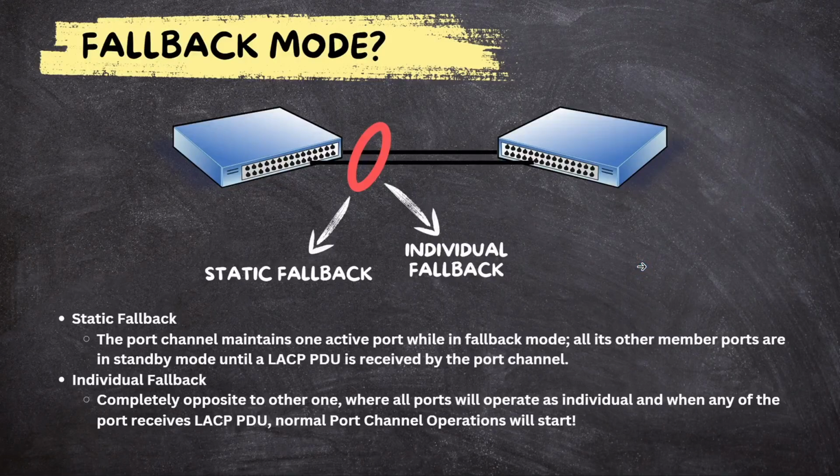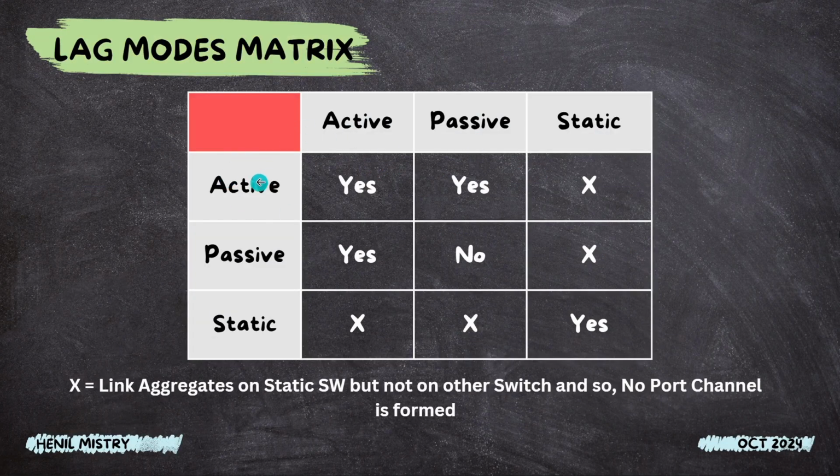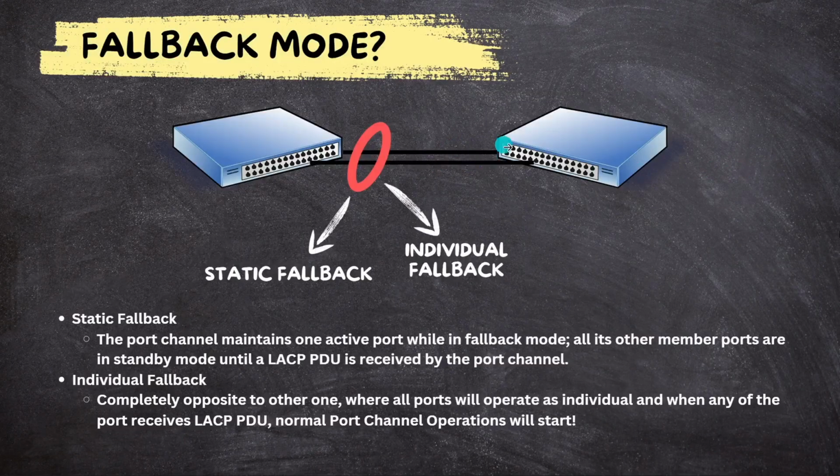And this is one of the features that has been introduced later on, which is fallback mode configuration. So what is fallback mode? Basically, when any dynamic mode is configured, let's say the active mode is configured to form a port channel, on these switches it will not form a port channel until it receives the reply of LACP negotiation packets from the neighbor switch. Till then the ports will be in idle mode.